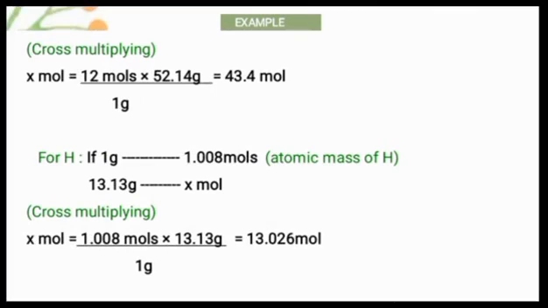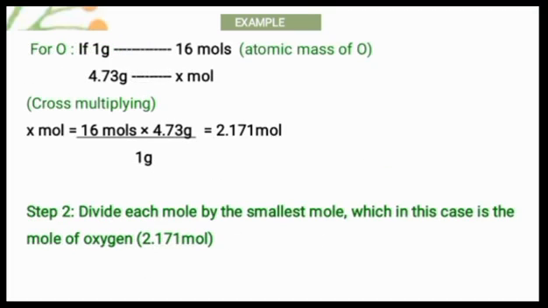We go on to hydrogen. If 1 gram of hydrogen gives you 1.008 mole, which is the atomic mass of hydrogen, how many mole would 13.13 gram give to you? We multiply and we get 13.026 mole for the answer. We'll do the same thing for oxygen and we get 2.171 mole for oxygen.